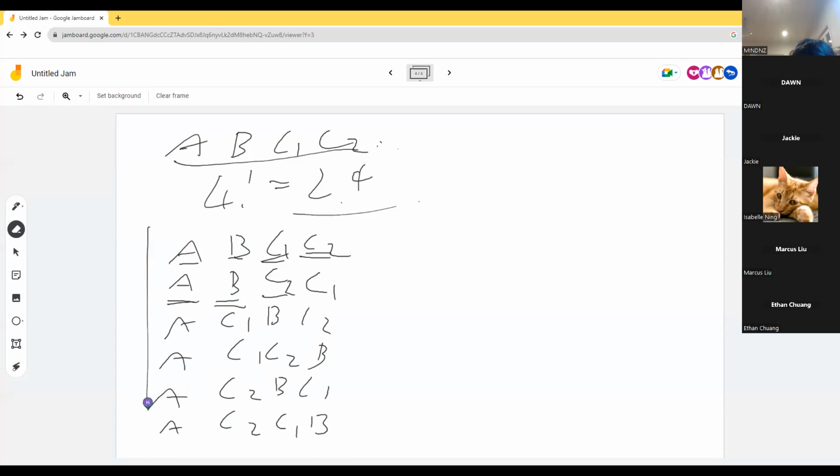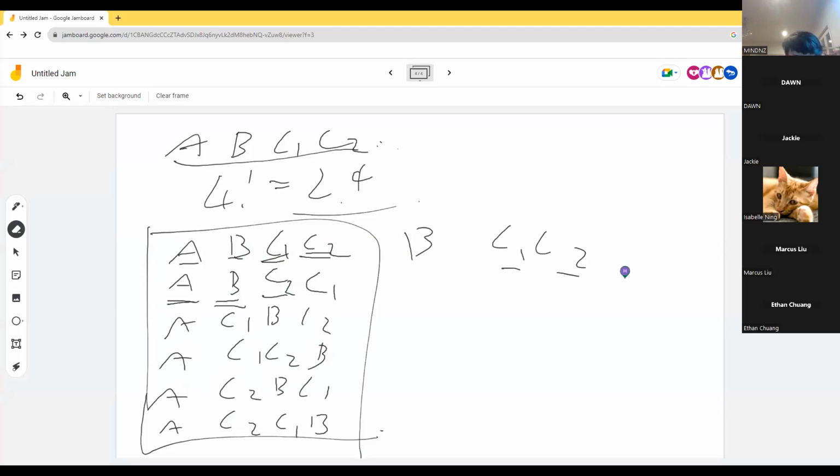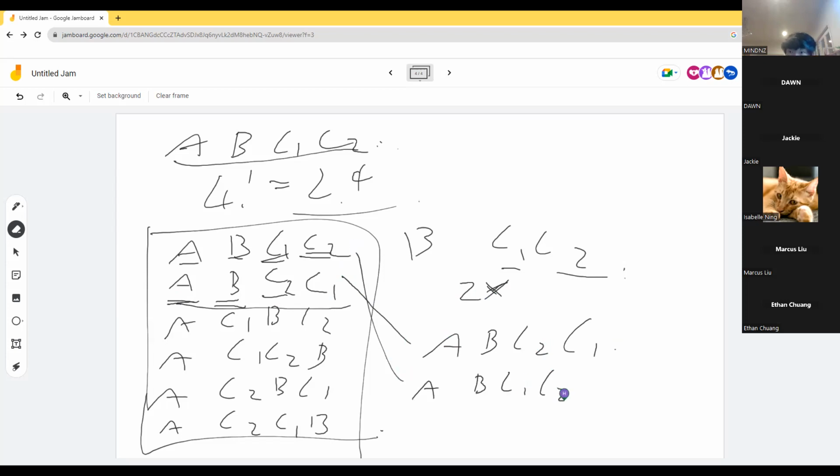And that's all of the cases if the first letter is A. Then we got B, C1, and C2. However, C1 and C2 are not distinct. In this example, I labeled them to let you know why we're double counting some cases. And the exact number of cases we're double counting is 2 times the actual number of cases. Because for example, if we have this case, A, B, C2, C1, then we also counted A, B, C1, C2. However, both of these are A, B, C, C.